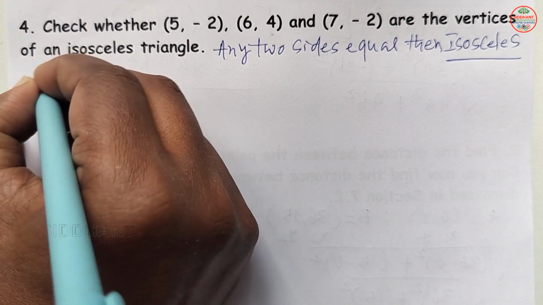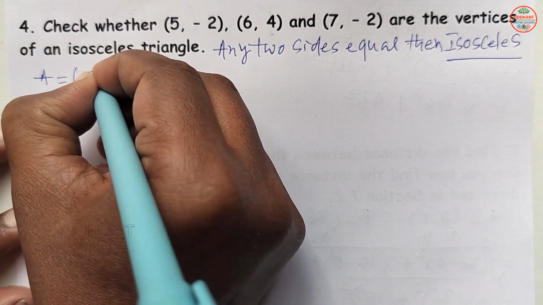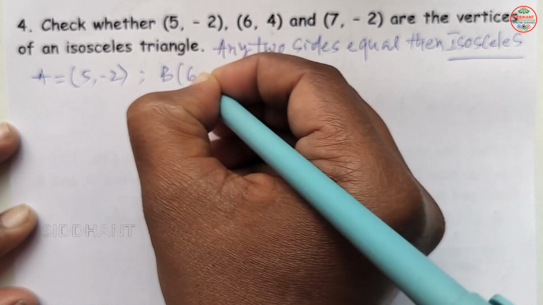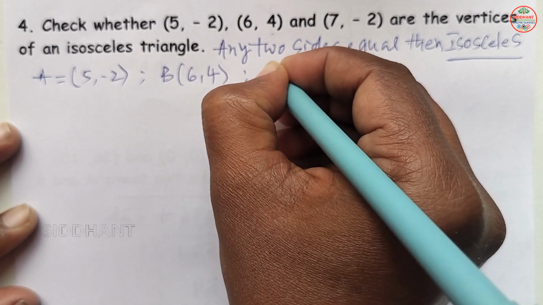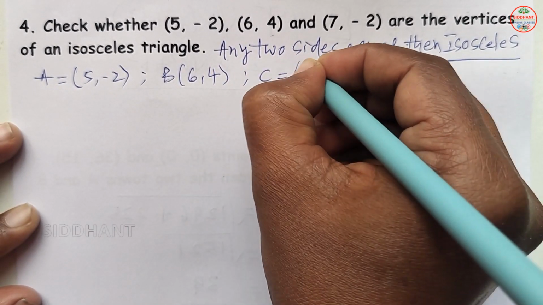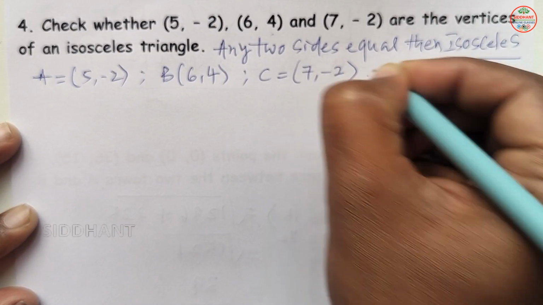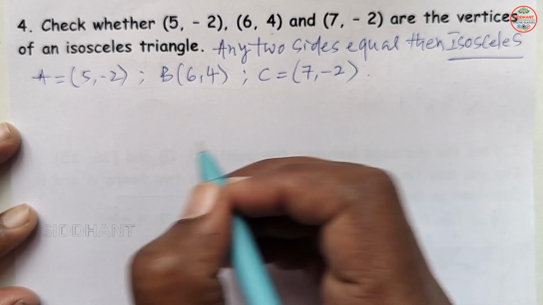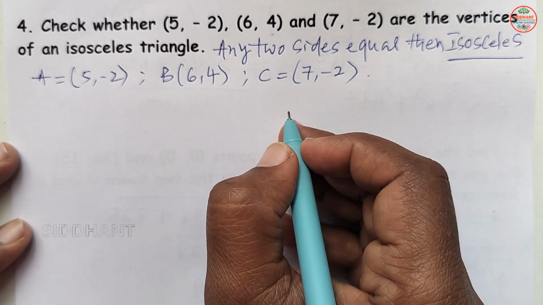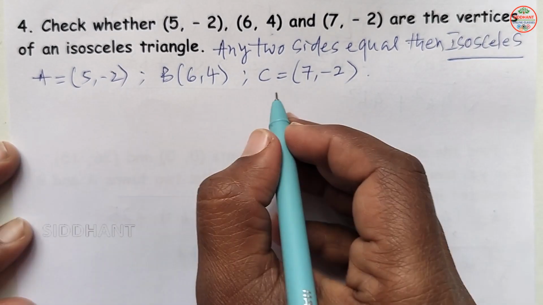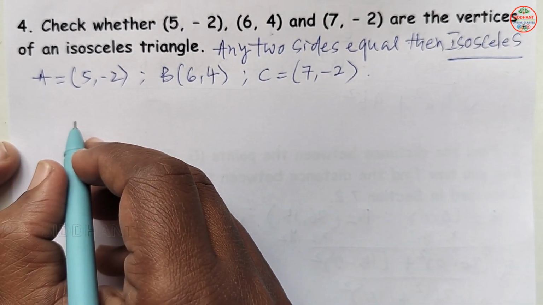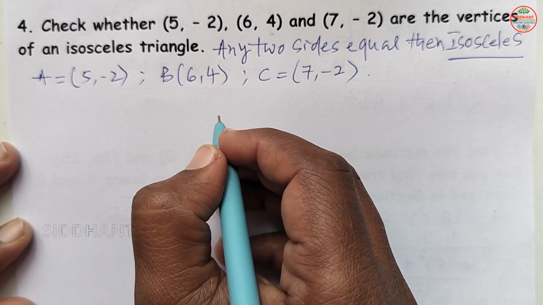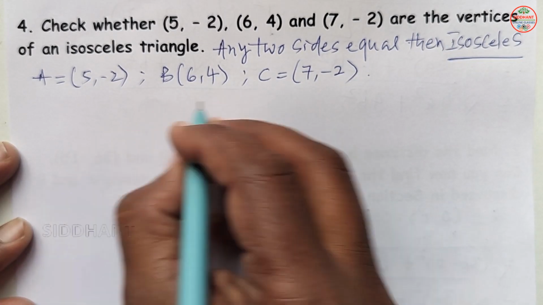So A is 5, minus 2, B is 6, 4, C is 7, minus 2. So now we will see the distance between AB, the distance between BC and the distance between AC. When we get the AB distance, BC distance, AC distance, we are going to see if any two sides are equal, then we can say that it is an isosceles triangle.